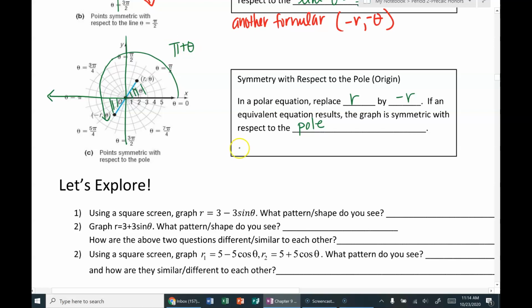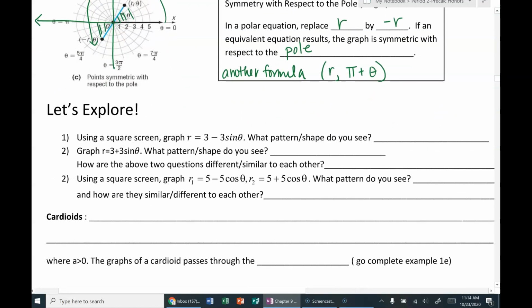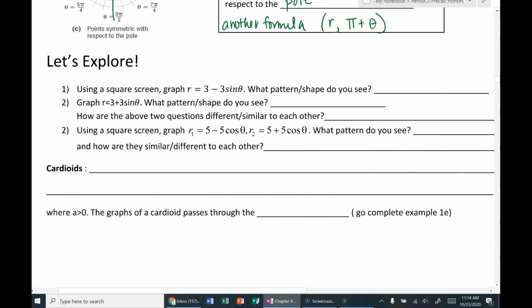So another formula would be keeping radius exactly the same, and then just take your pi and add your reference angle. All right. Okay, so now I'm going to need to find my decimals, because it says explore.